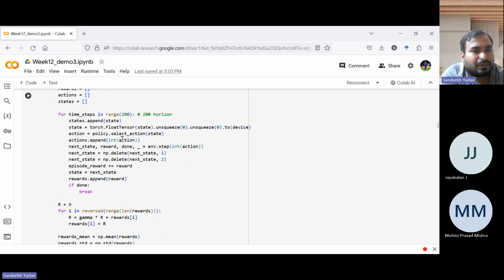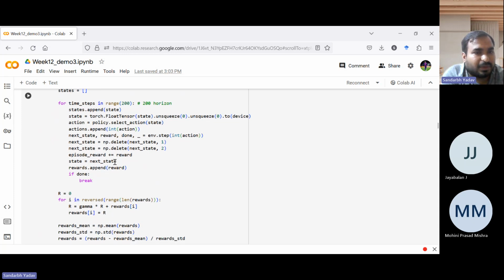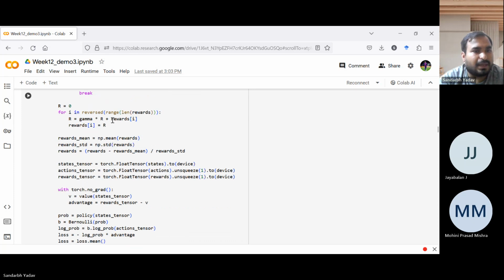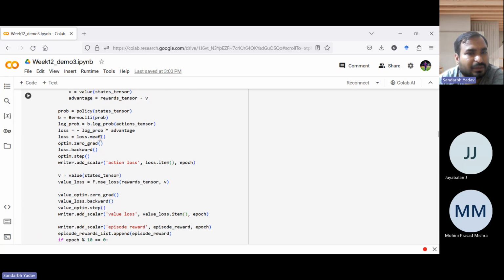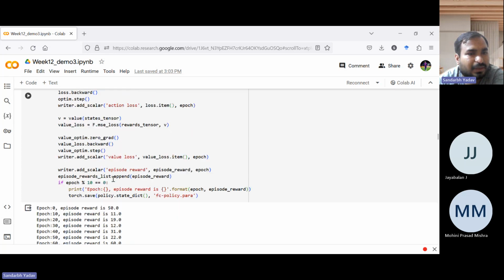And similarly, all those things are happening: you take that step function action, and then you get the initial state, the episode reward is added, state equals next state, and if done, everything like this we have already seen before. And again, this is the calculation of the return. This we have already seen before, how to calculate return using this reward function, and you are having this standard normalization here. And again, similarly, you will have all these updates of losses, all of which we have already seen before.